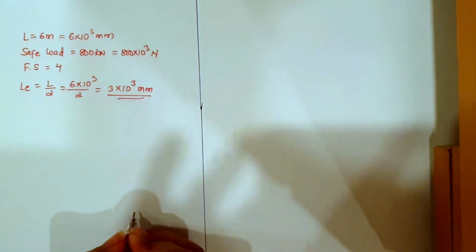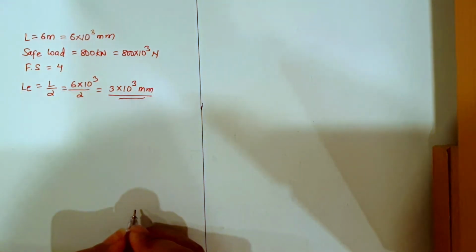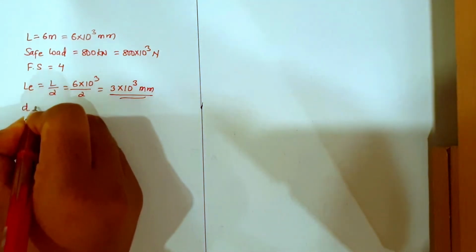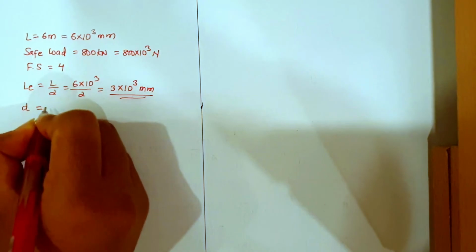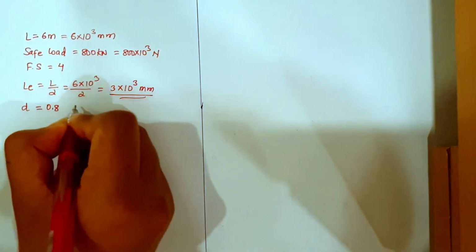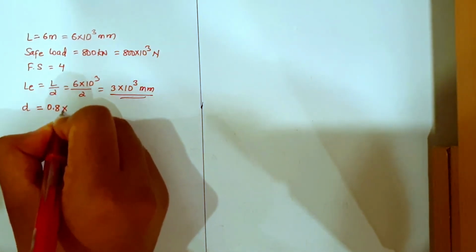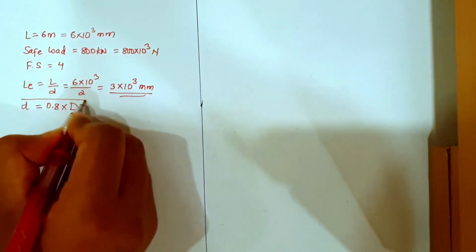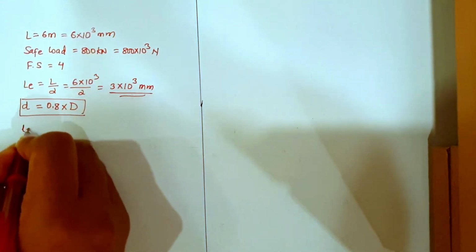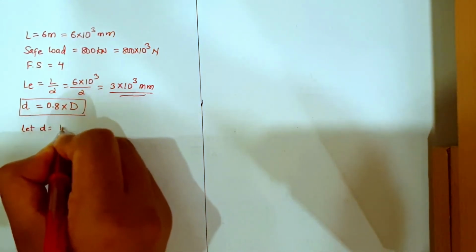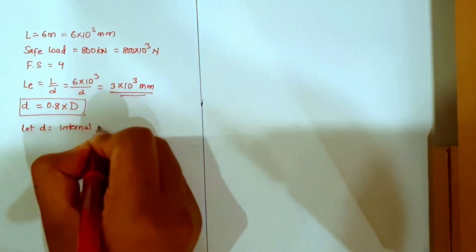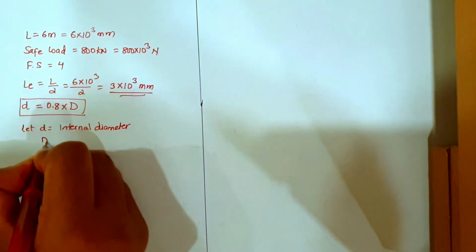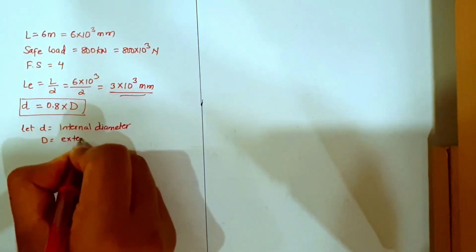Okay, so what else can we find? Take internal diameter, small d, internal diameter equal to 0.8 times the external diameter. So from here what we can say, let small d be internal diameter and D be external diameter.